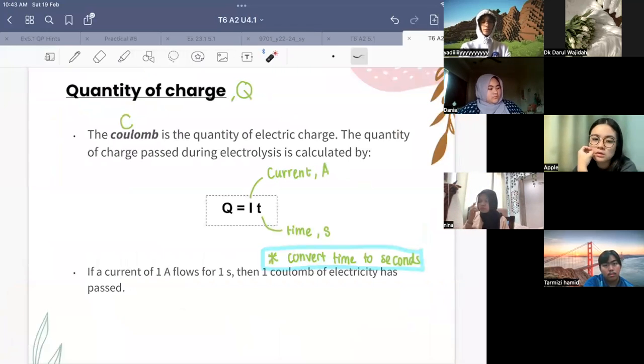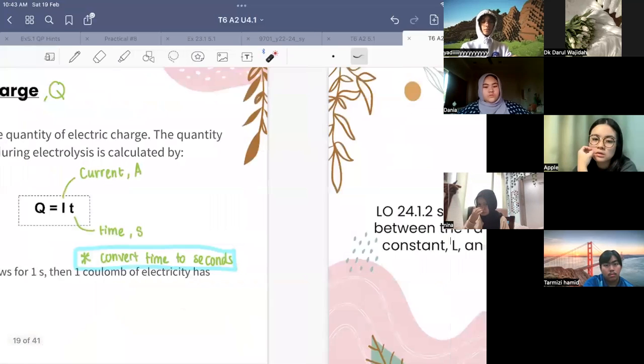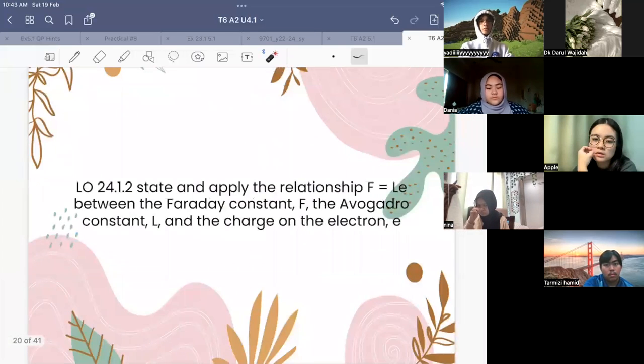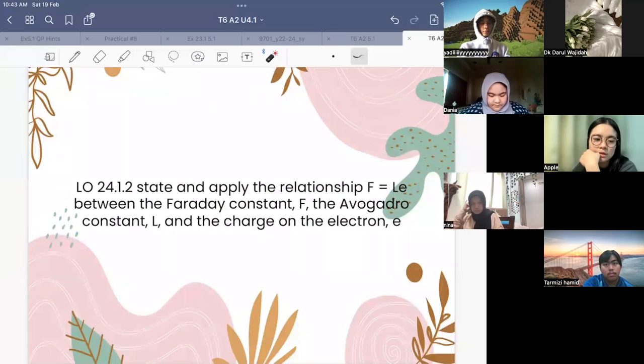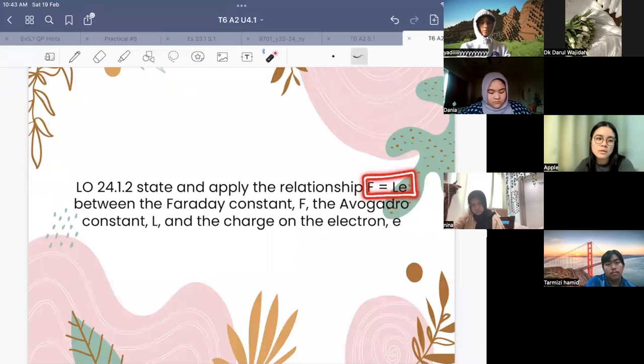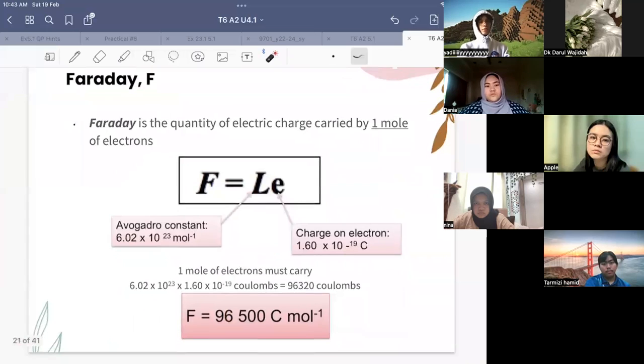You already know the expression Q equals IT. Next, we want to state and apply the relationship F equals LE. This is another new expression. None of you, I think, have seen this expression before, between the Faraday constant and the Avogadro constant.